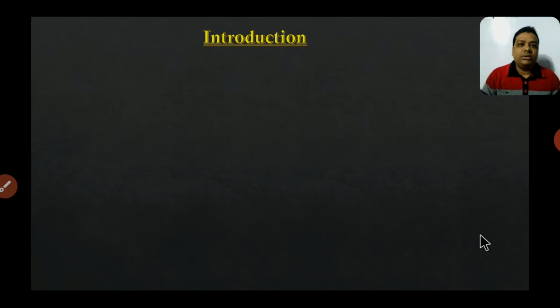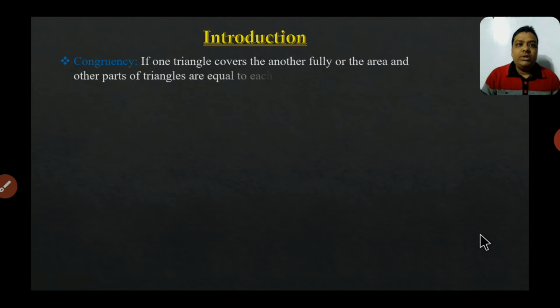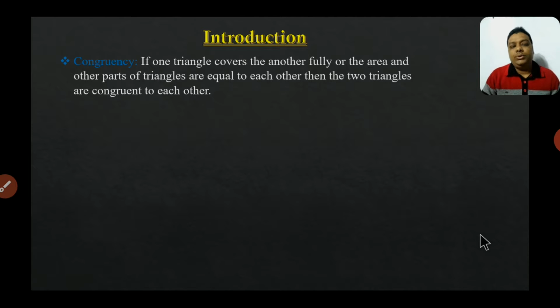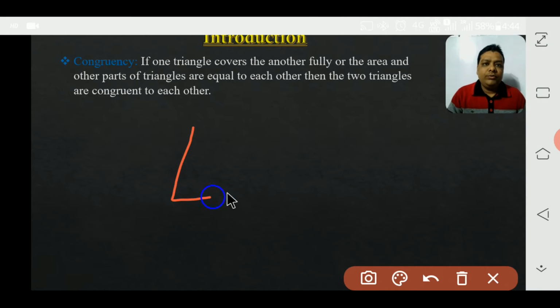Let's start with the introduction. What is congruency? If one triangle covers the other triangle fully, or the area and other parts of the triangles are equal to each other, then we can say that the two triangles are congruent to each other. What are the other parts of the triangles? If you are drawing a triangle, then you can see there are three sides and three angles. These are the other parts of the triangles. Total three sides and three angles.